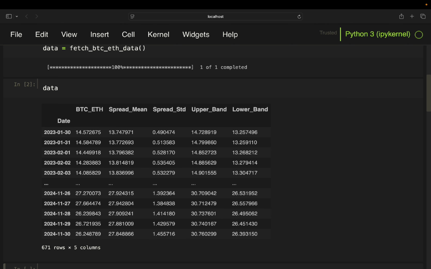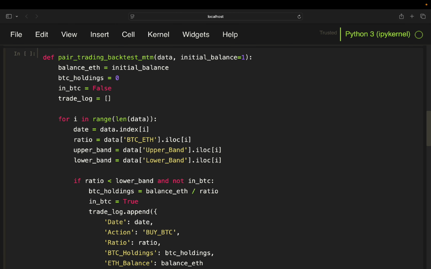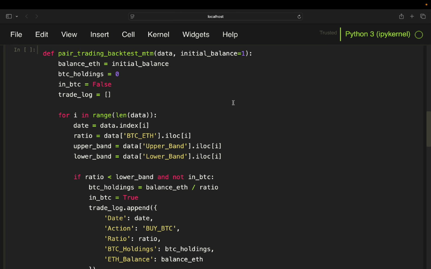Now that we have our data and trading bands ready, let's move on to implementing the actual trading strategy. Next step, implementing the trading strategy. Here's how it works. We buy Bitcoin when the BTC ETH ratio falls below the lower band, and sell Bitcoin when the ratio rises above the upper band. So let's go through the key logic.